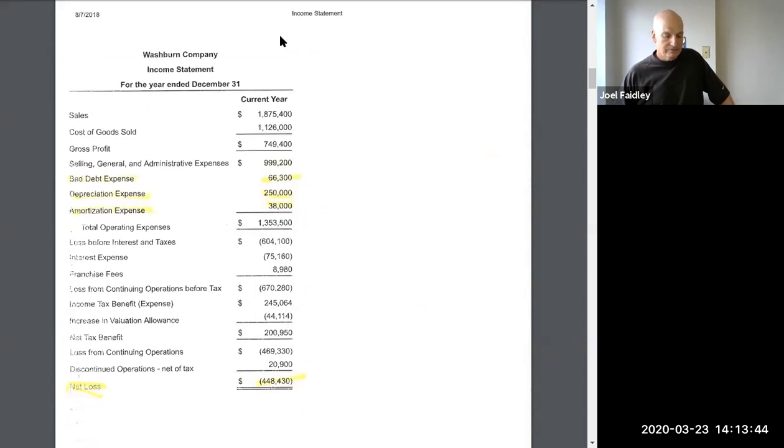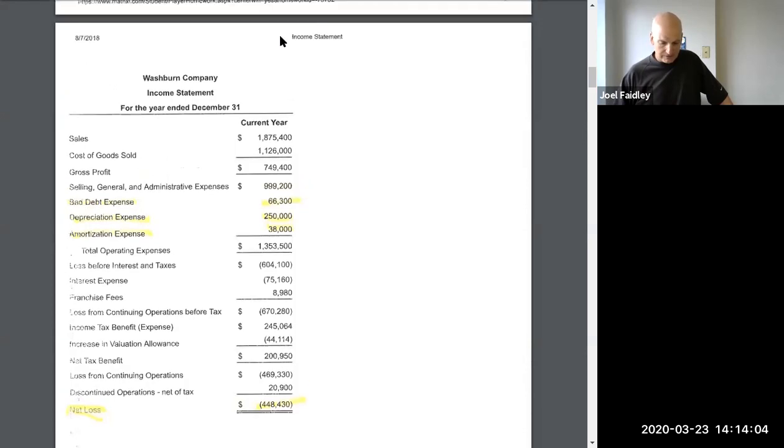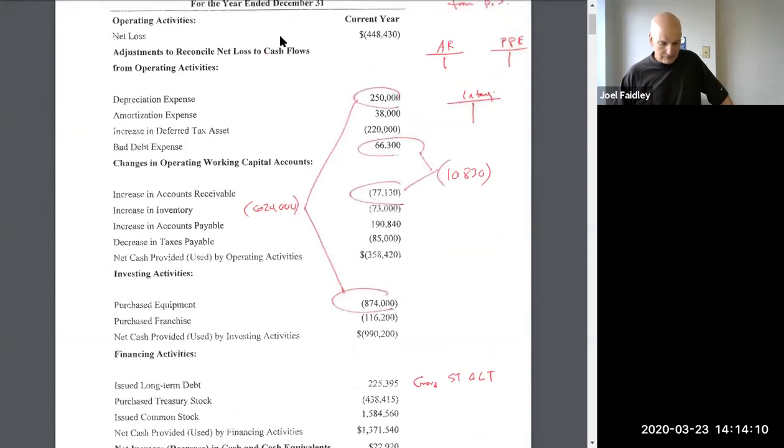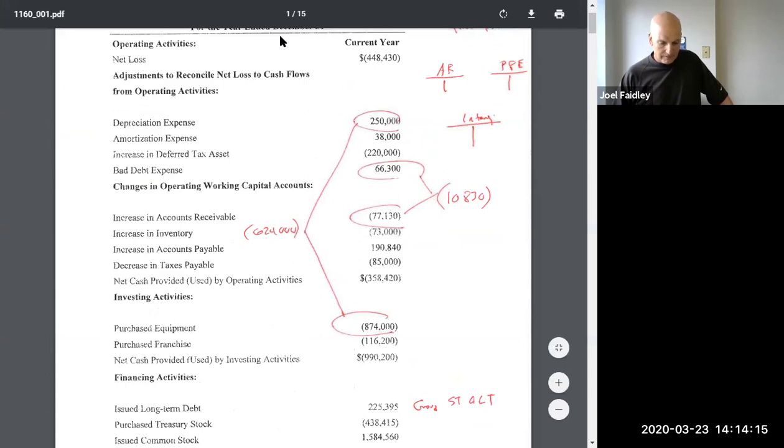Doing the operating section, you want to add back all your non-cash items. There it is, bad debt expense. Because what is bad debt expense? That's where you debited bad debt expense and credited allowance for doubtful accounts. So it's a non-cash item. We got to add it back. Add back depreciation, add back amortization expense. All right. So let's go back up here to the top, since we've got that done. And there you see my $448,430. I've added back depreciation, I've added back amortization, and I've added back bad debt expense.